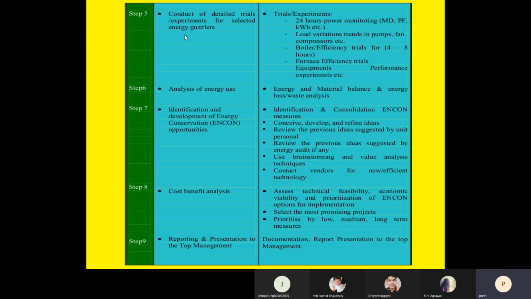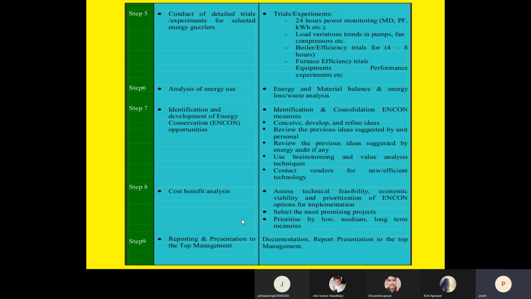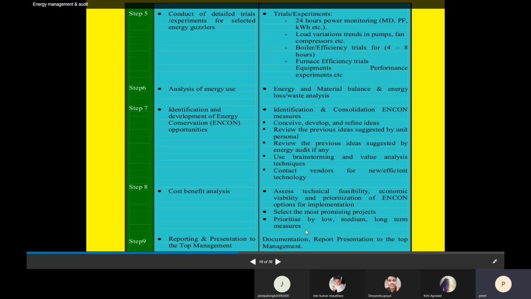After step 8, step 9 under phase 2 includes reporting and presentation to the top management. Once you are done with all these analyses, you will report and make a presentation to the top management so that whatever conclusions you have drawn can be delivered to them for their action. So you need to prepare documentation and a report presentation for the top management. Steps 3 to 9 all come under phase 2.